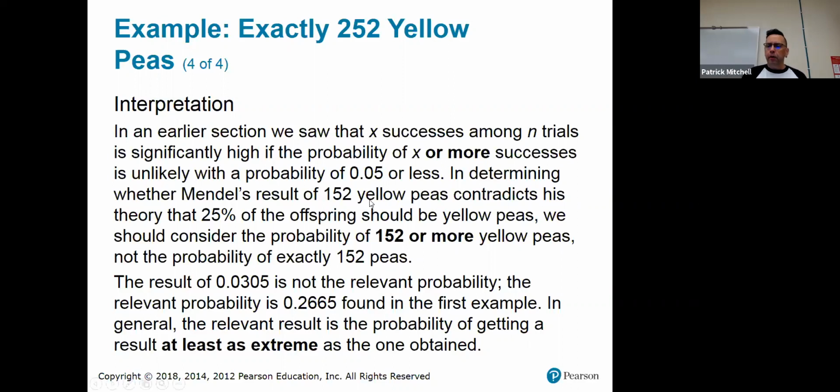Okay. So again, if you're trying to figure out is 152 a significantly high number, you look at the probability of 152 or more. In general, the relevant result is the probability of getting a result at least as extreme as the one you obtained. So at least as extreme means at least as high if you're looking at significantly high, or at least as low if you're looking at significantly low.